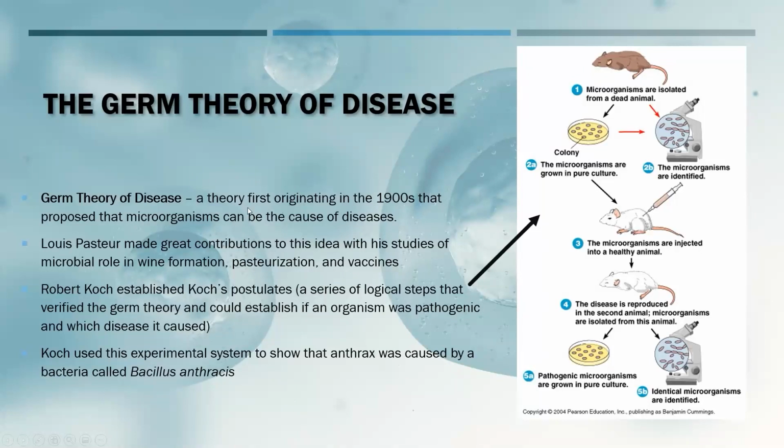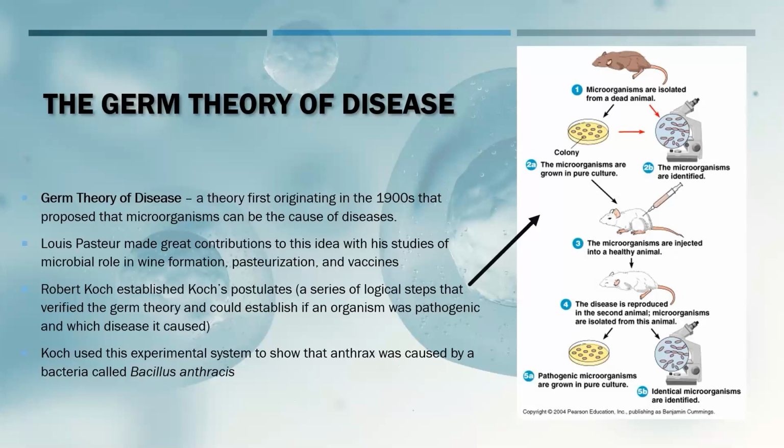This is a theory from the 1900s that has been followed up even into recent years. The idea is that we can figure out the exact microorganism that is causing the exact disease. This was started by Louis Pasteur, the guy we were talking about earlier with the crook-necked experiment and the vaccines. He showed that there were certain microbes involved in winemaking, certain ones in pasteurization, and was starting to tease it out.